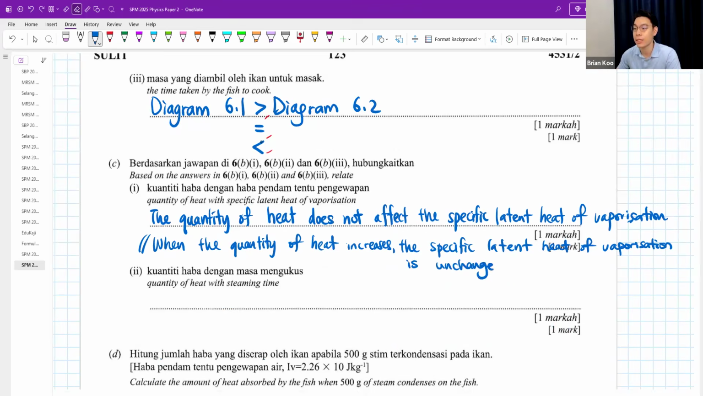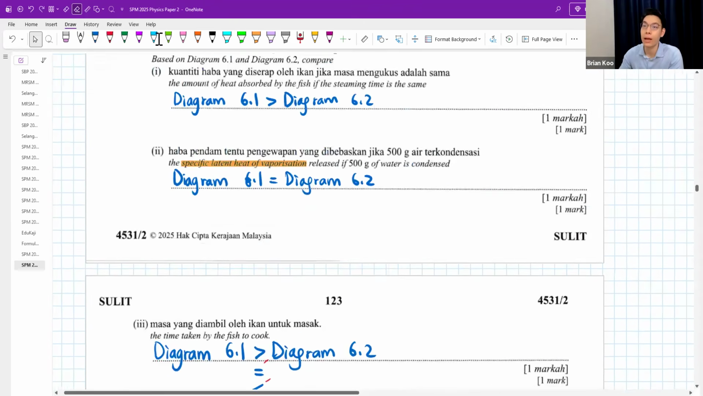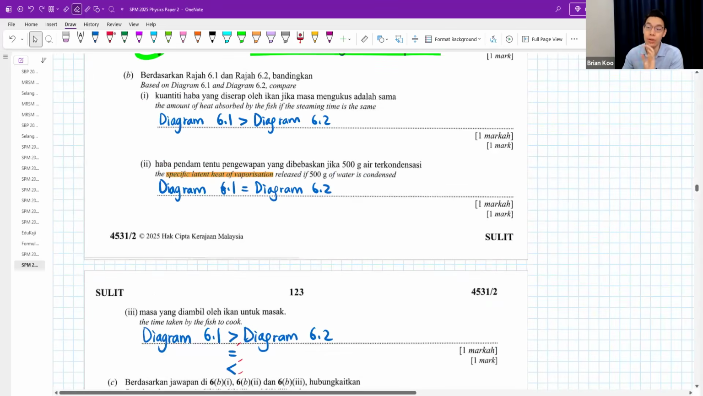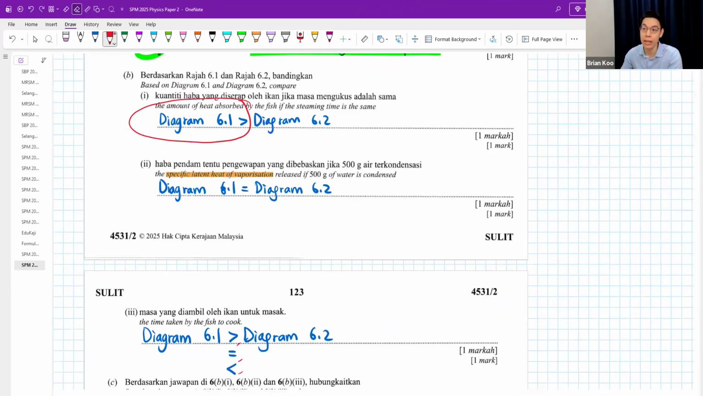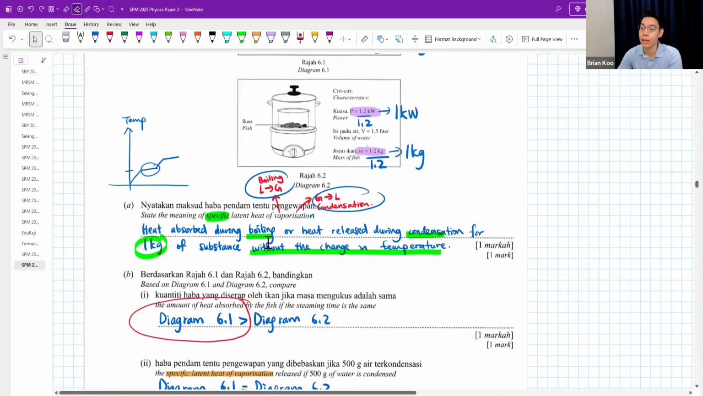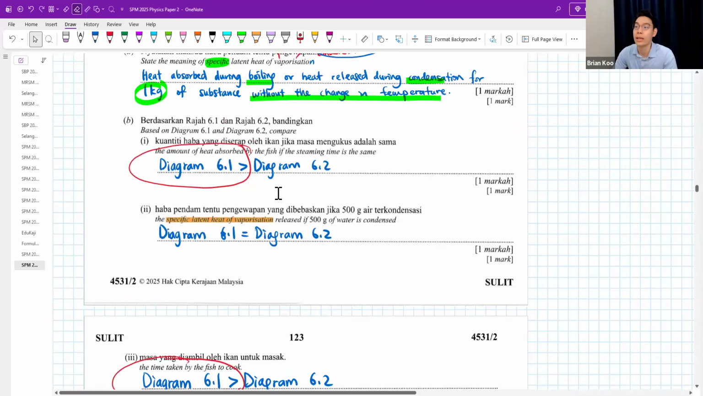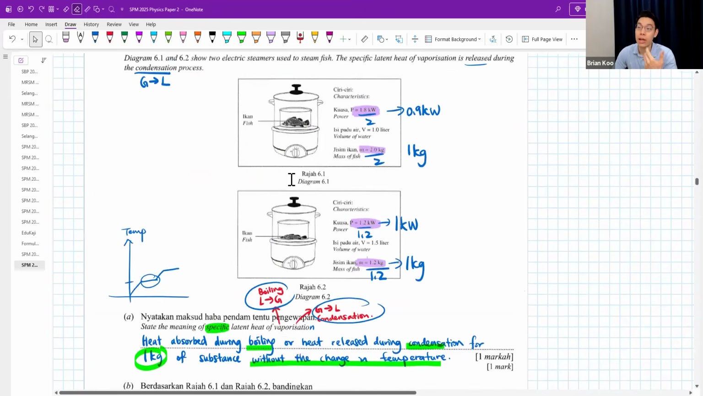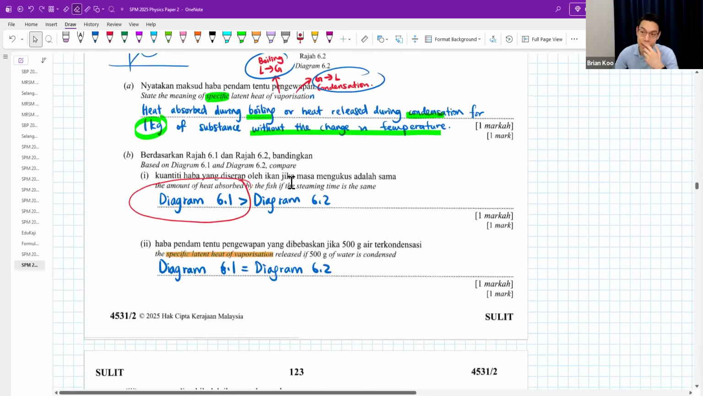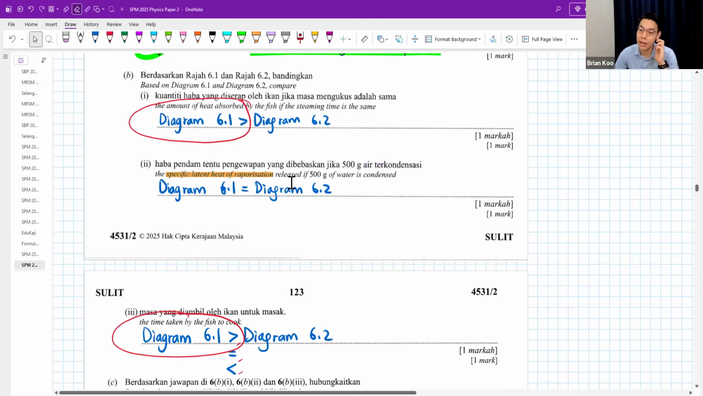Okay, and then another one is the quantity of heat and the steaming time. I'm going to say this one you must do based on your answer. The quantity of heat is when it's higher, the higher the quantity of heat, then the time taken for the fish to cook will also be greater. Okay, so we are saying 6.1 is a bit slower. It will take a longer time for the fish to cook, even though the amount of heat absorbed is greater.